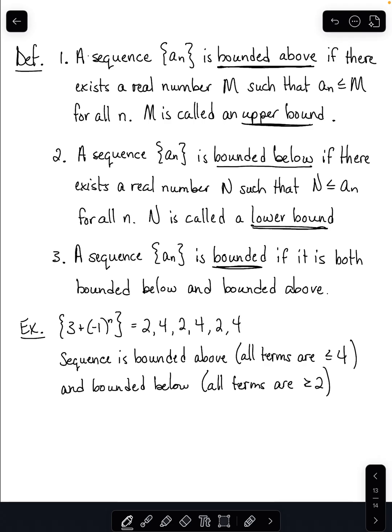Some sequences are only bounded above or only bounded below. For example, a sequence such as 2n is bounded below because no term of the sequence ever goes smaller than 2. However, it is not bounded above.